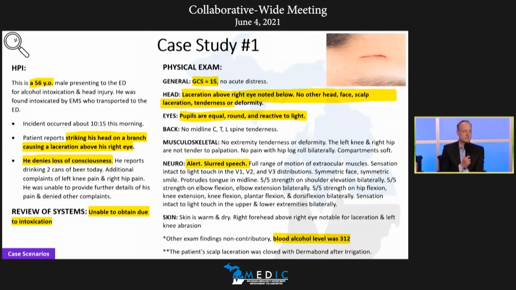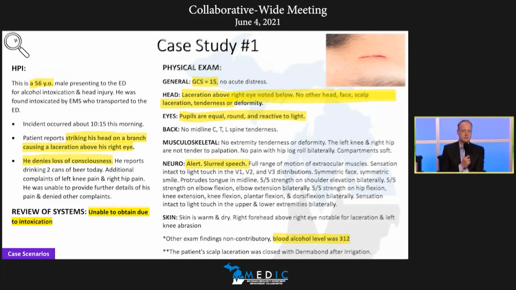A few symptoms here: lost consciousness, reports drinking, in this case, 2 cans of beer today. Also has some other complaints of pain in his extremities. And then a review of systems that documents unable to obtain due to intoxication. I think this will be something that we're going to point out a little bit along the way.